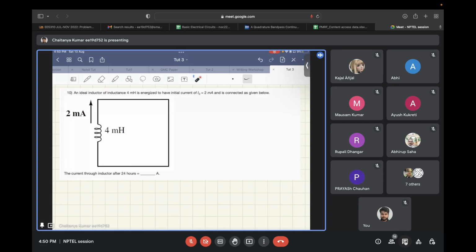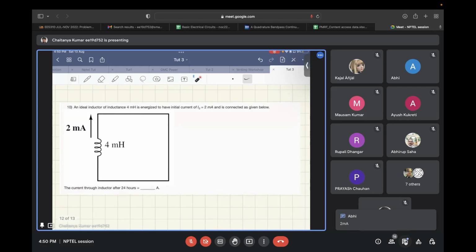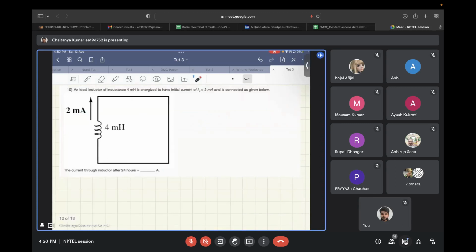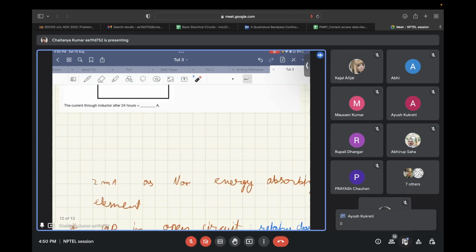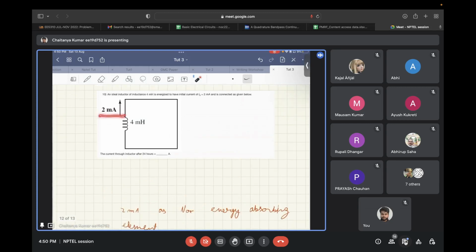Okay, so in this question, there is no energy absorbing or energy dissipating element in this particular loop. So the inductor will retain its current. No matter how much time passes, the current will be 2 milliamps.